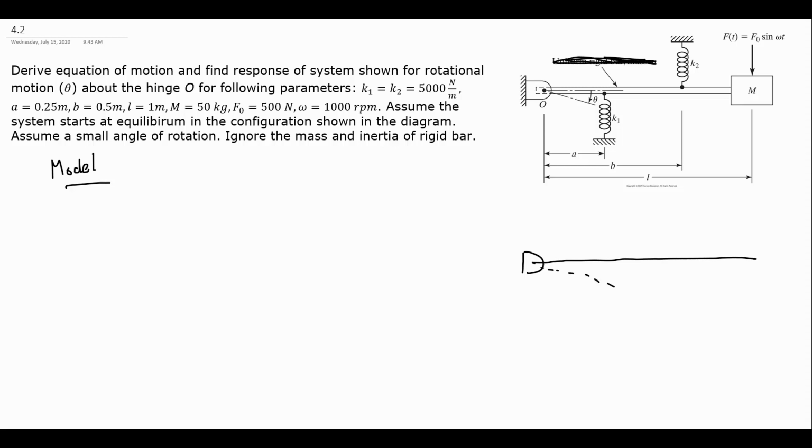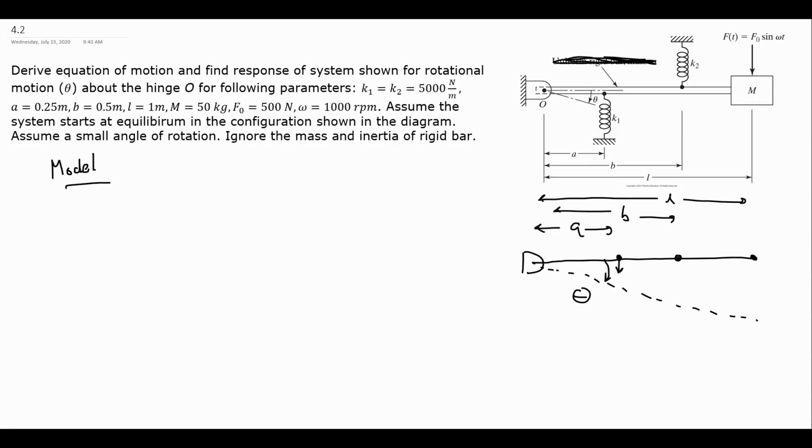And here we want everything in terms of theta ultimately, and we're being told that theta is going to be measured as a clockwise rotation. So I'll stick with that notation. All right, so we have a spring K1, a spring K2, A and B and L happening here. So A is going to be this distance, B is going to be this distance, and L is the full distance. And I'm going to choose my degrees of freedom to match the positive direction of theta, just to make this a little bit easier.